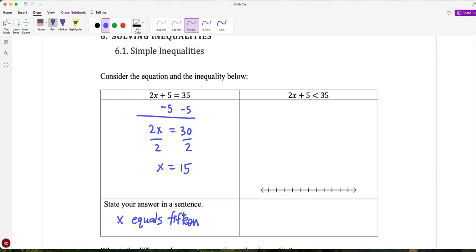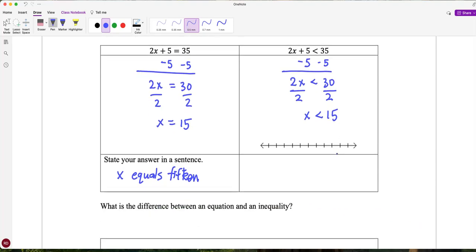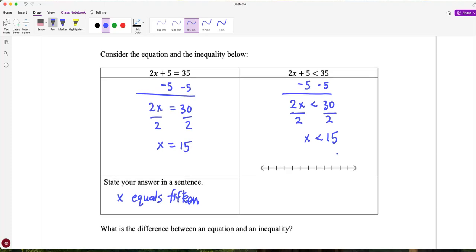Now, if I change this equation to a less than, an inequality, same concept. Subtract 5 from both sides. Then you get 2x is less than 30. You divide both sides by 2, and you get x is less than 15. Now, in the previous one, I had one answer, x equals the number 15. This one, if I look at this in a sentence, x is all numbers less than 15.